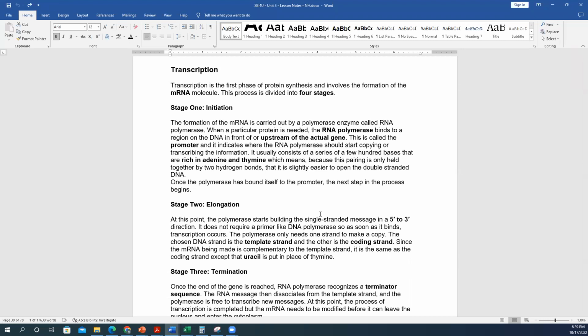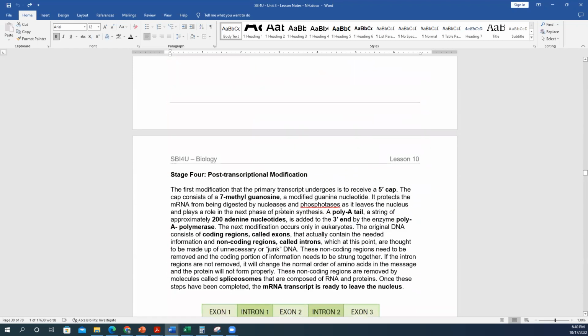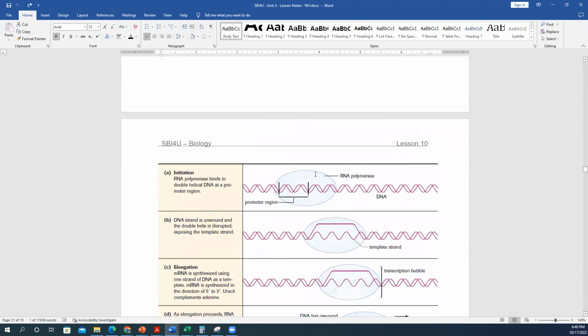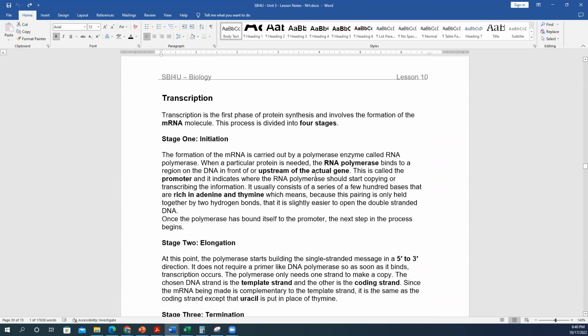So what happens in transcription? Transcription is another word for copying. So transcription is the first phase of our protein synthesis, and during this phase we get a molecule of mRNA made. Transcription can further be broken down into 4 distinct stages. Stage 1 is initiation, followed by elongation, followed by termination, and finally there is a 4th stage called post-transcriptional modification.